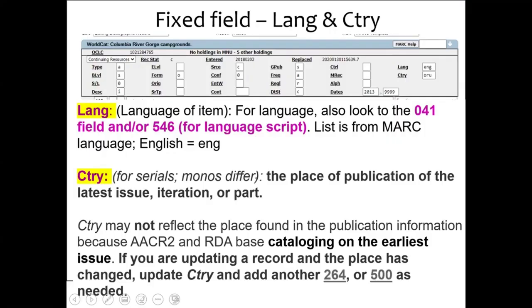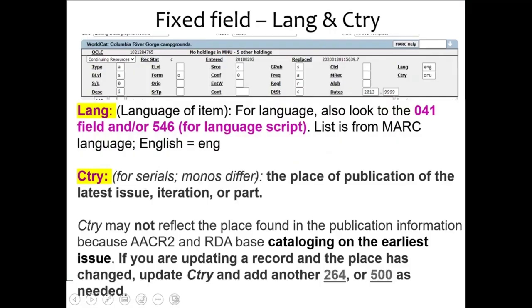This is the place of publication for serials. It's the place of publication of the latest issue, iteration, or part, if you're using the latest issue to catalog. So that's what it's going to be. If you're using monographs, of course, what is it? It's the place that the thing was published. So that's something to kind of think about.